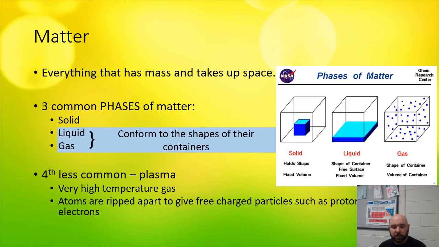There is one fourth, less common phase of matter, and it's called plasma. Plasma is generally very high temperature gas, and we're talking very, very extreme high temperatures on the order of 5 to 10,000 degrees. When a gas is heated that much and it takes in that much energy, the atoms and molecules that make up that gas start to split apart. They start to break and come apart into the parts that make up the atom, protons and neutrons and electrons and stuff. And so you get this kind of highly charged, superheated form of matter that we refer to as plasma.